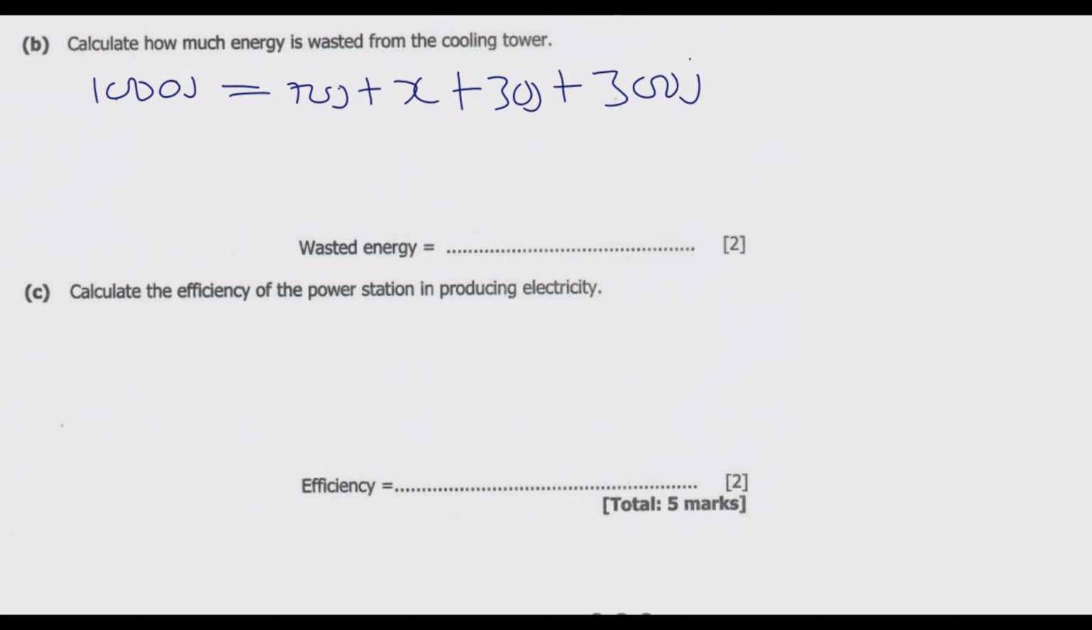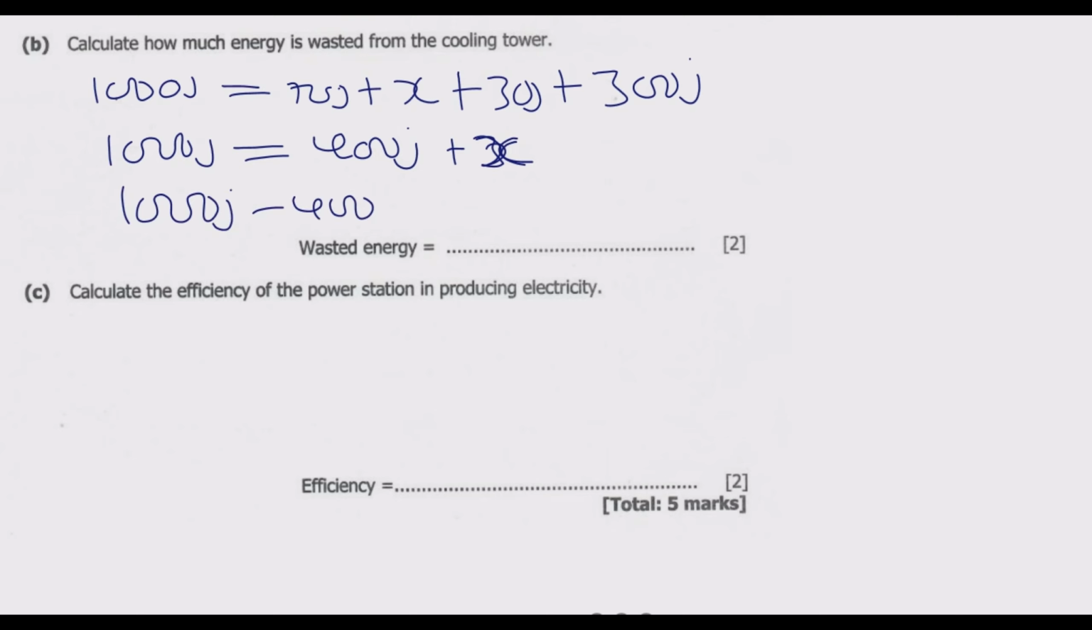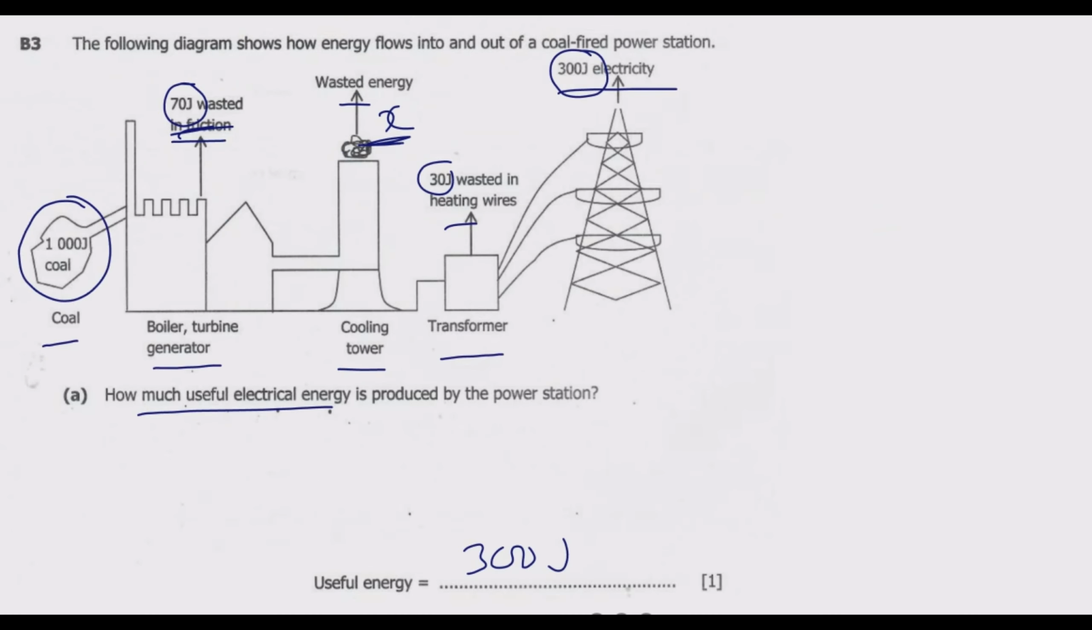Okay, then we have 1000 joules equal to 70 plus 30, which is 100, plus 300, we have 400 joules plus X must equal 1000. So 1000 joules minus 400, when it crosses the equal sign, is equal to X. So X is equal to 600 joules. So 600 joules is the energy wasted at this stage, which is the cooling tower.